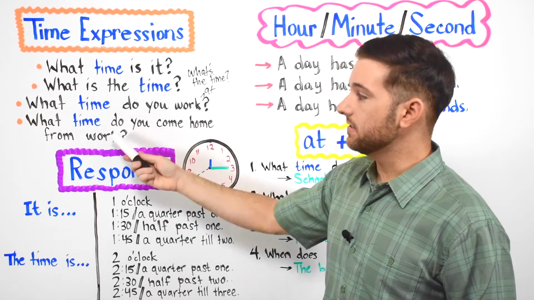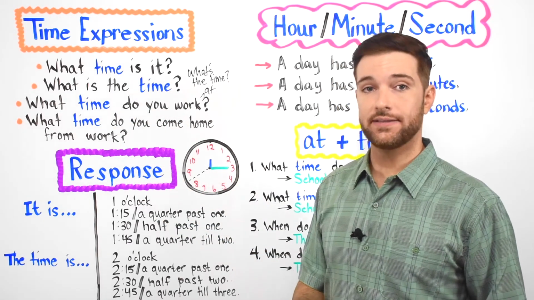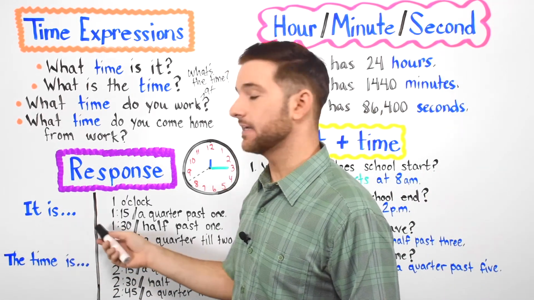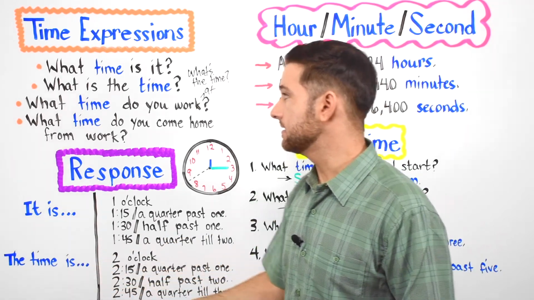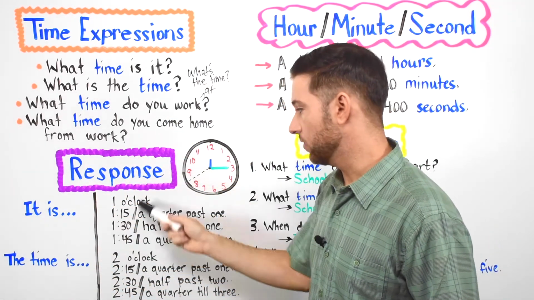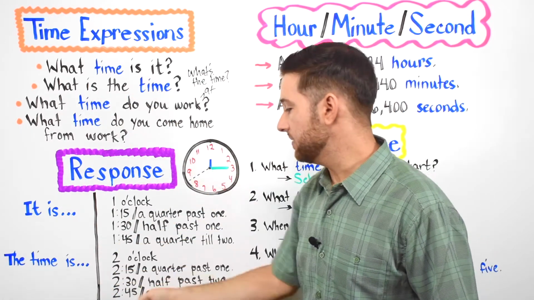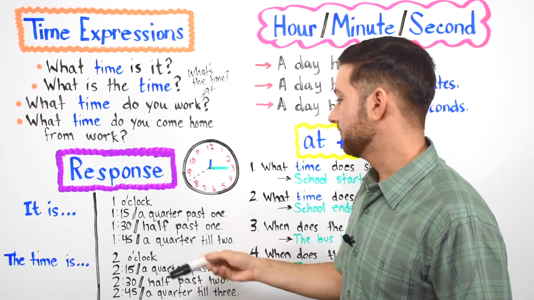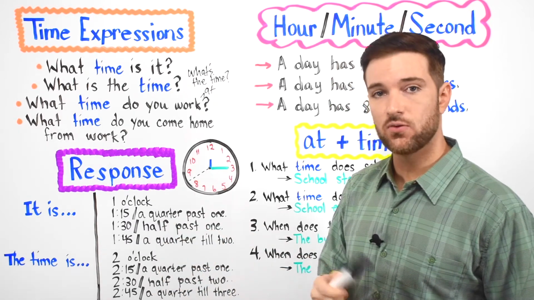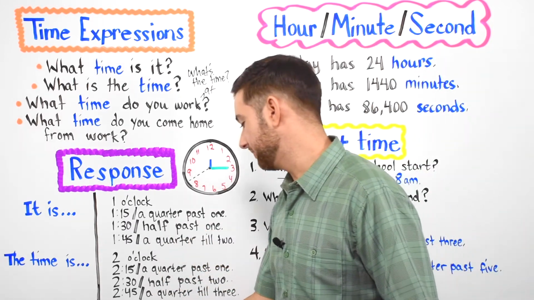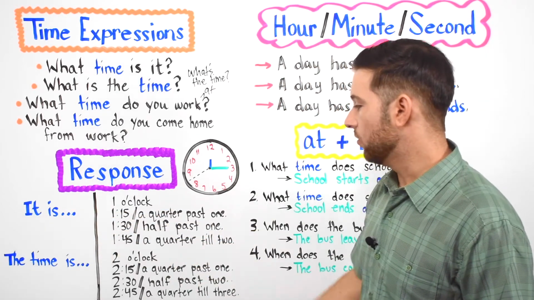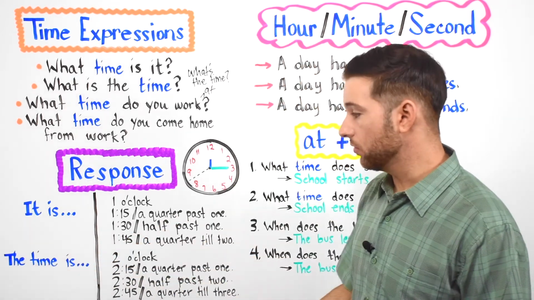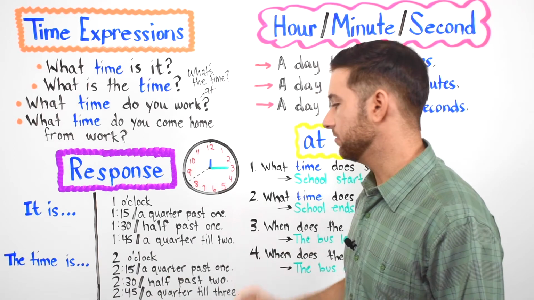Now let's move on to telling time. We have responses to these questions here, and we're going to tell time now instead of asking it. There's two ways you can do this. You could say, "It is..." or you could say, "The time is..." What time is it? It is 1 o'clock. What is the time? The time is 2 o'clock, for example. It is 1:15, or you could say it's 1:15. It is 1:30, or it's 1:30. The time is 1:45, or you could say the time's 1:45.